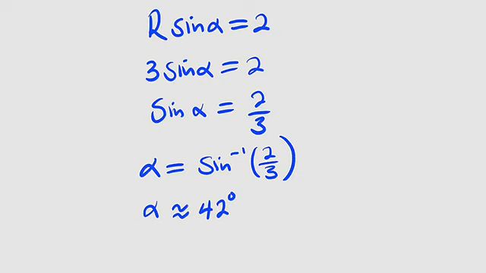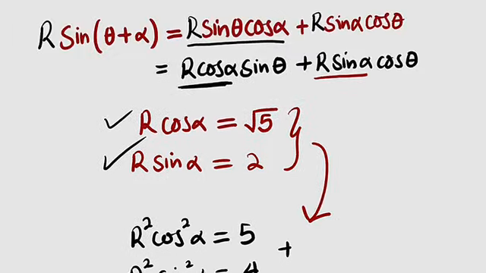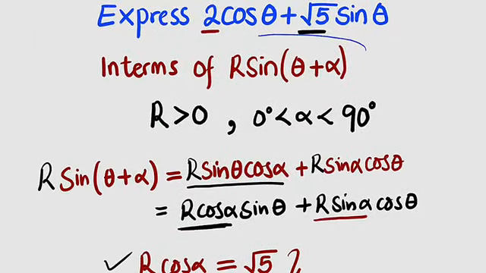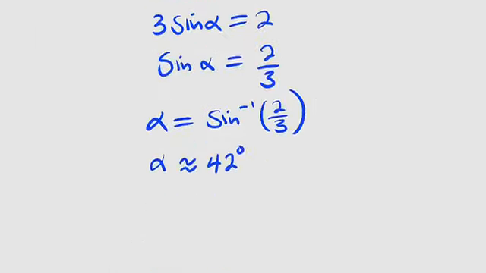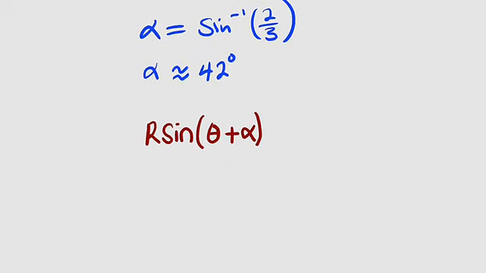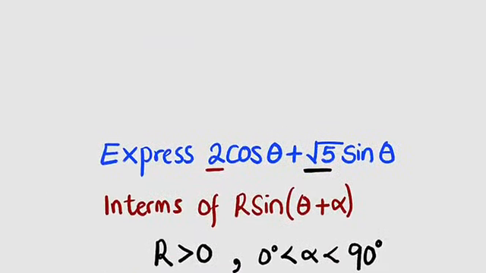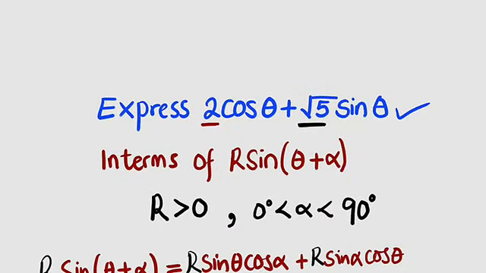So all we have to do is to plug r and alpha back into this expression and we are done. This is the expression, right? r is equal to 3, so we have 3 sine of theta plus 42 degrees. And hence, this is equivalent to the original expression given to us.